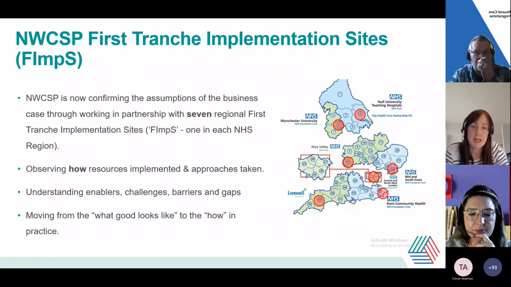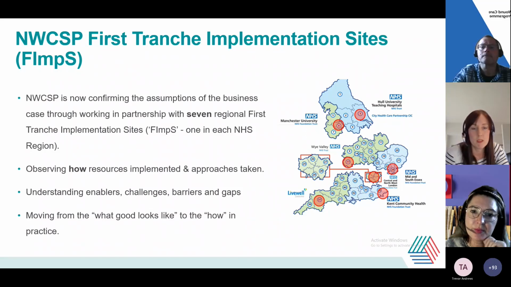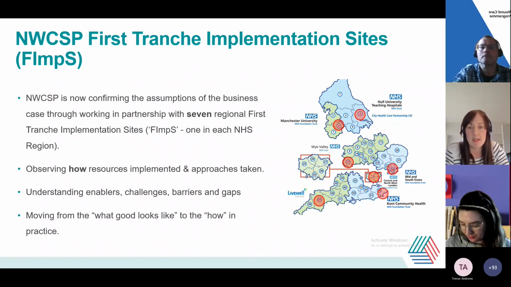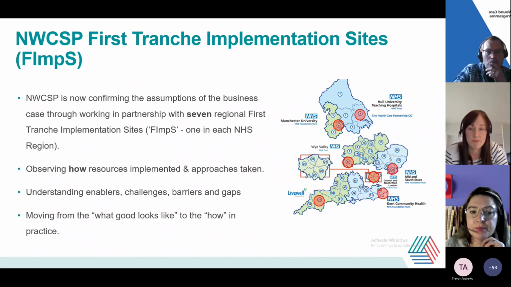And they're putting those recommendations and our other resources into practice. And they're helping us to test some of the assumptions that we made in that implementation business case that I mentioned earlier. So as a programme, we're observing specifically how they implement our recommendations and the resources and what approaches they take. And we're working together to try and understand what the enablers, challenges, barriers and the gaps are so that we can try and work together to resolve them.